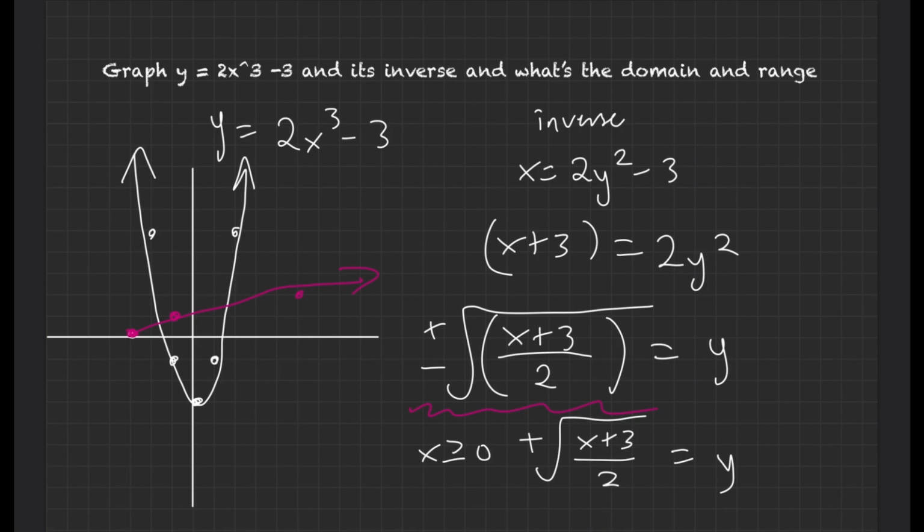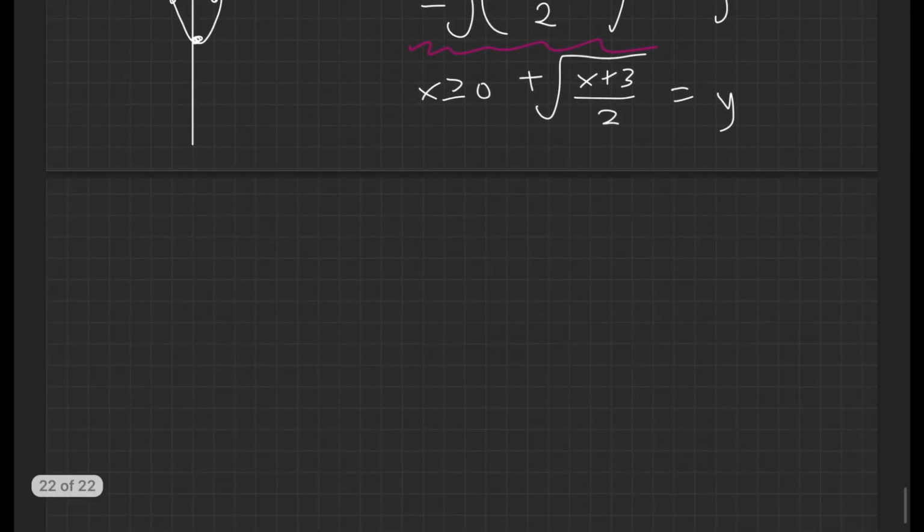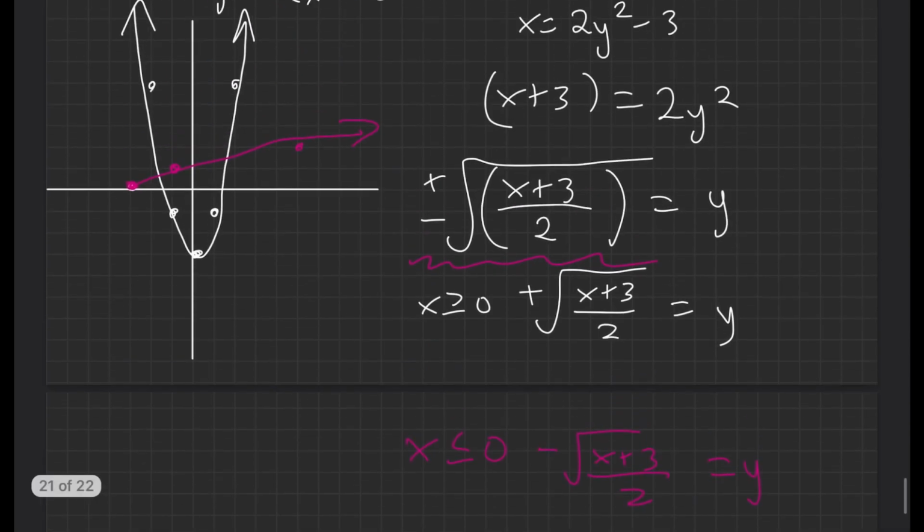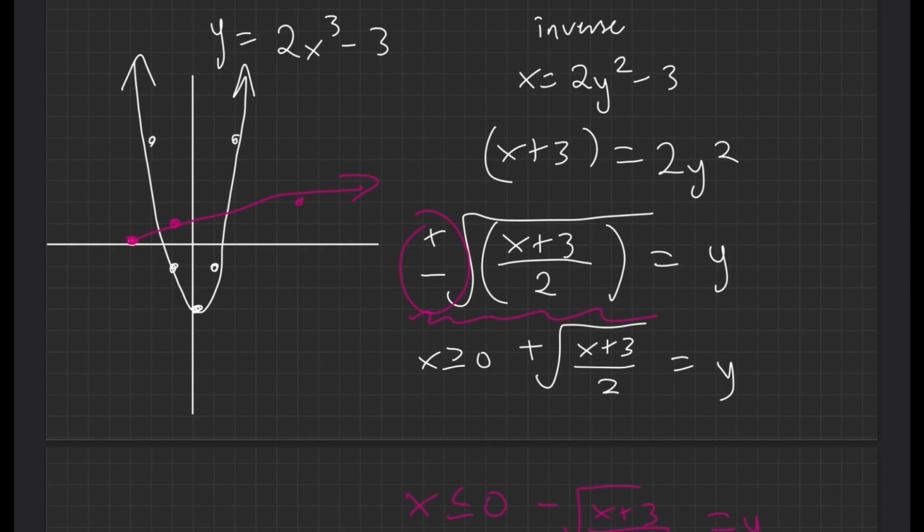And then when x is less than or equal to 0, then it's just going to be the negative square root of (x plus 3) over 2 is equal to y. Because remember, when we square root something, you get plus and negative. So some of the points for that one will be minus 1 comma 1, or no, it would be minus 1 comma minus 1, or no, let's use 5 comma negative 2. So 5 comma negative 2, and yeah, it'd be like this. Okay, perfect.